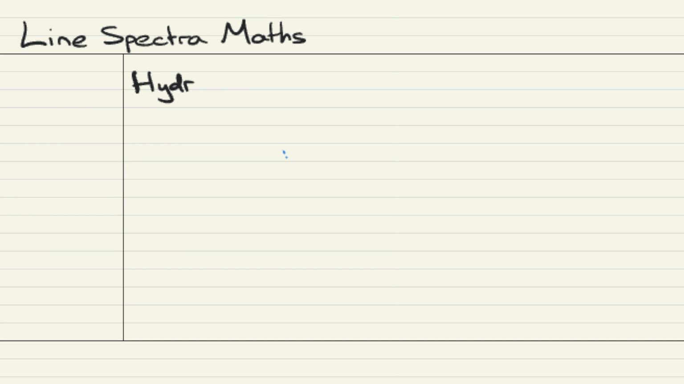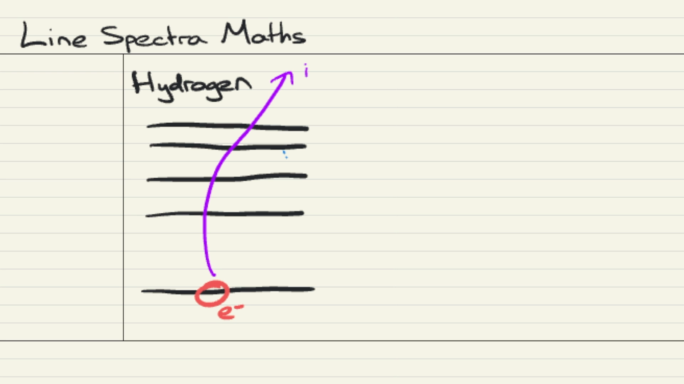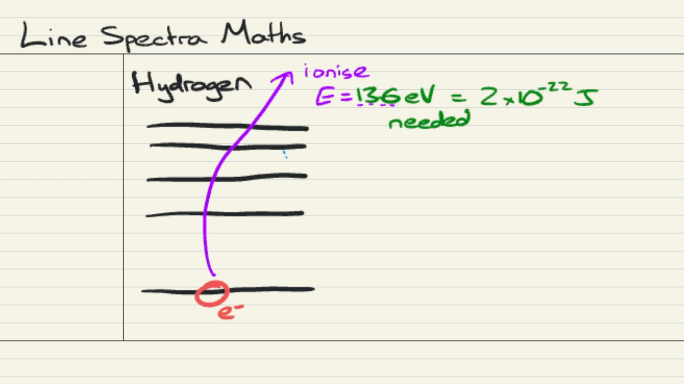We have hydrogen here with its energy levels and an electron in the ground state. Let's do something new and ionize it. Let's provide enough energy to remove the electron from the atom, just enough energy to bring it here. How much energy does the electron have now? We could measure it and find that we needed to provide 13.6 electron volts of energy, which is 2 times 10 to the minus 22 joules.